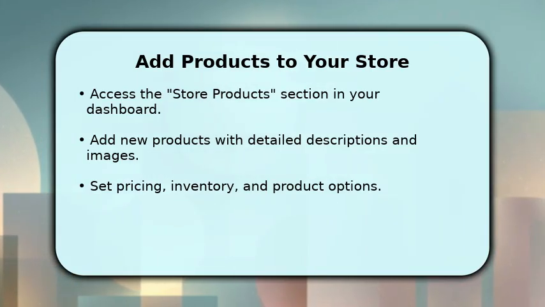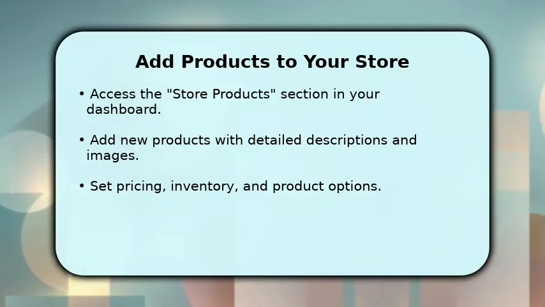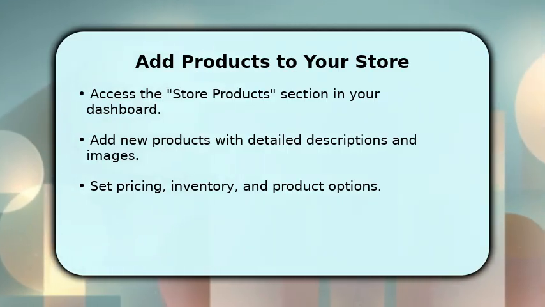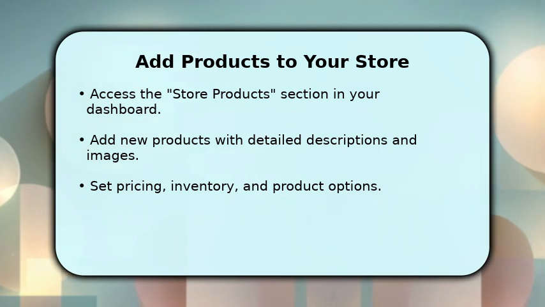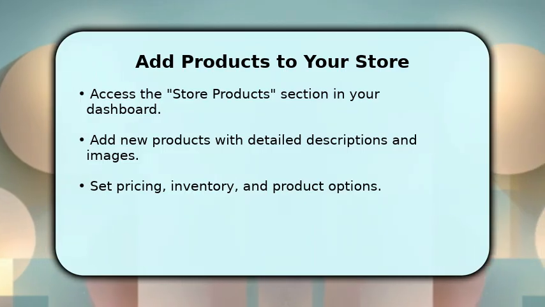Upload high-quality images, write compelling descriptions, and specify important details like pricing, available stock, and any variations like size or color. You can add up to 100 product images per item, ensuring customers see every detail.